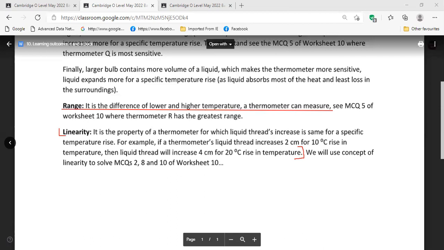Have you understood it? Yes, sir. So you write it, then you write the example also, then you'll understand it more. It's written here in the example: if the thermometer's liquid thread increases 2 centimeters for 10 degrees Celsius, then the liquid thread will increase 4 centimeters for a 20 degrees Celsius rise in temperature.